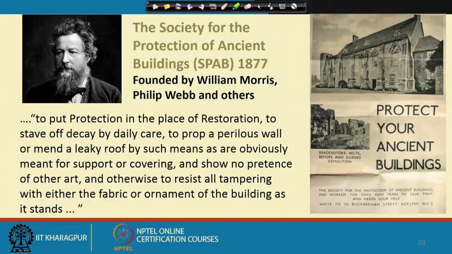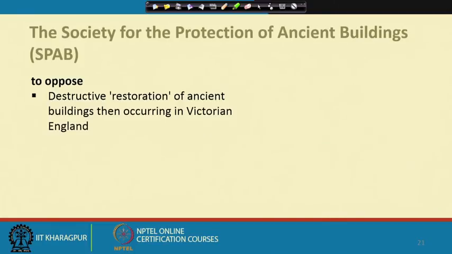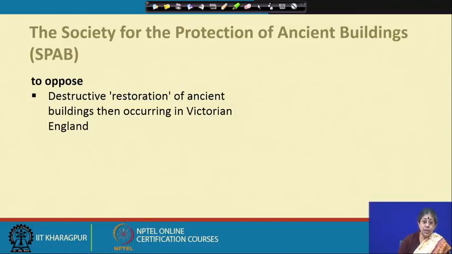Under this approach of the SPAB, a lot of structures, manor houses and others were not restored, they were maintained, preserved and kept in use. SPAB actually was opposing the destructive restoration of ancient buildings then occurring in Victorian England. As I told you, after the Industrial Revolution a lot of destruction happened or they were restored, which according to SPAB, William Morris and Ruskin was destructive.